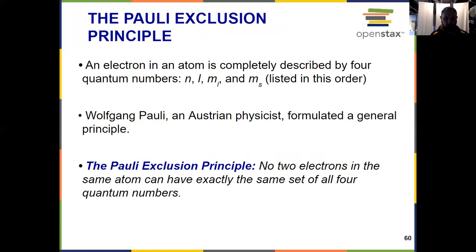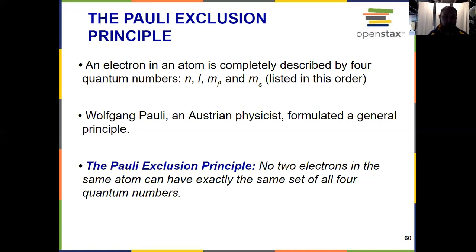Brings us to a really important concept for this chapter, the Pauli exclusion principle, named after Wolfgang Pauli. If we are using four quantum numbers to describe an electron, n, l, m sub l, and m sub s, they are always listed in that order. The Pauli exclusion principle tells us that we have to have a unique set of quantum numbers to describe every electron. It states that no two electrons in the same atom can have exactly the same set of all four quantum numbers, because that would be redundant.